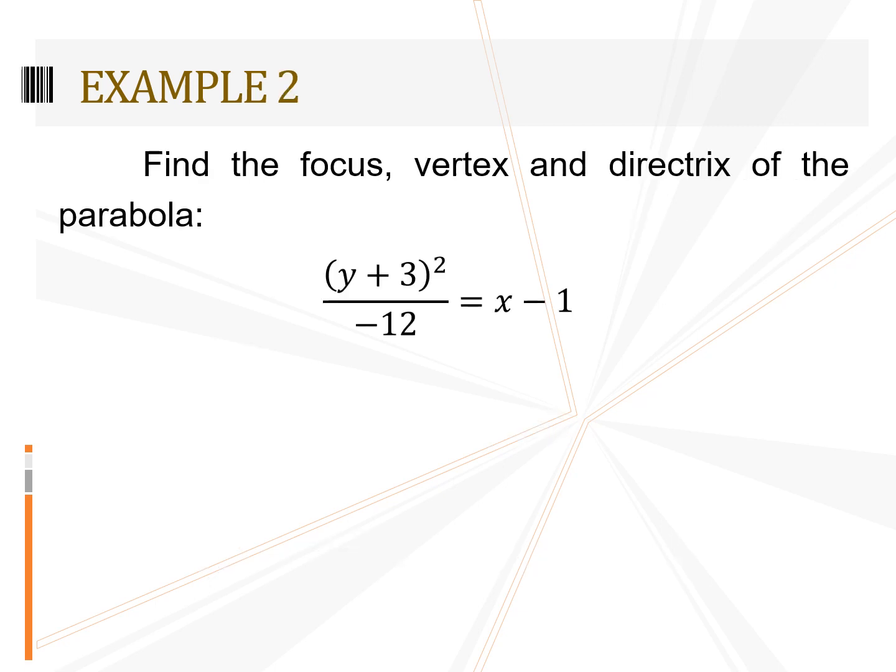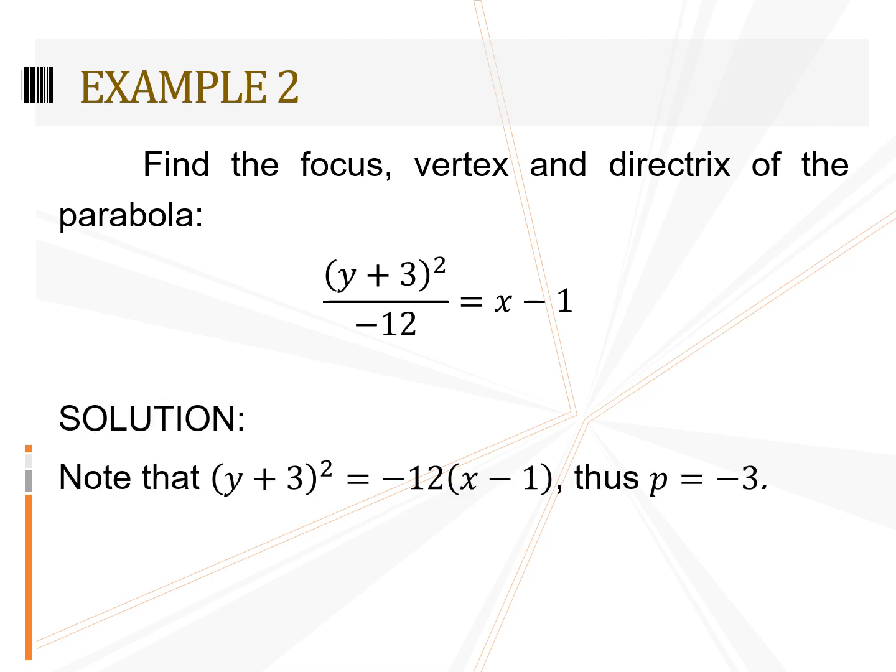Example number 2. Find the focus, vertex, and directrix of the parabola: the quantity (y plus 3) squared all over negative 12 equals x minus 1. For the correct identification of p, we rewrite the equation in the standard form (y plus 3) squared equals negative 12 times (x minus 1). Thus, 4p equals negative 12, so that p is equal to negative 3.